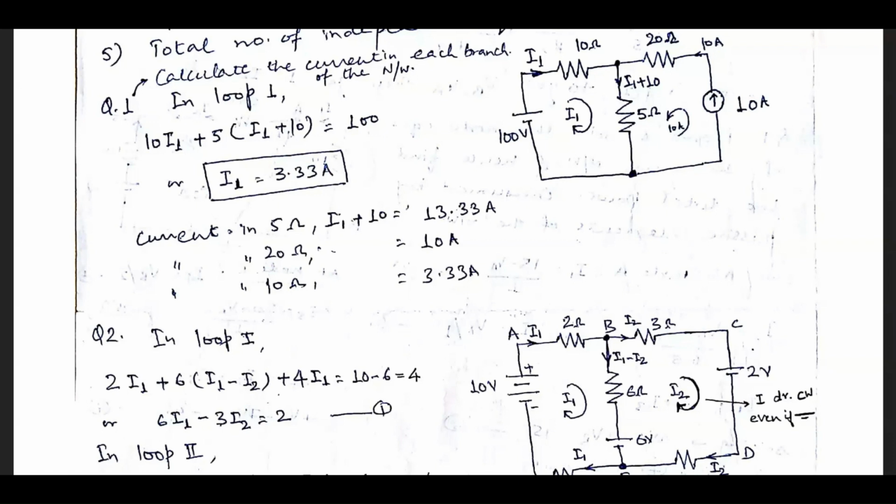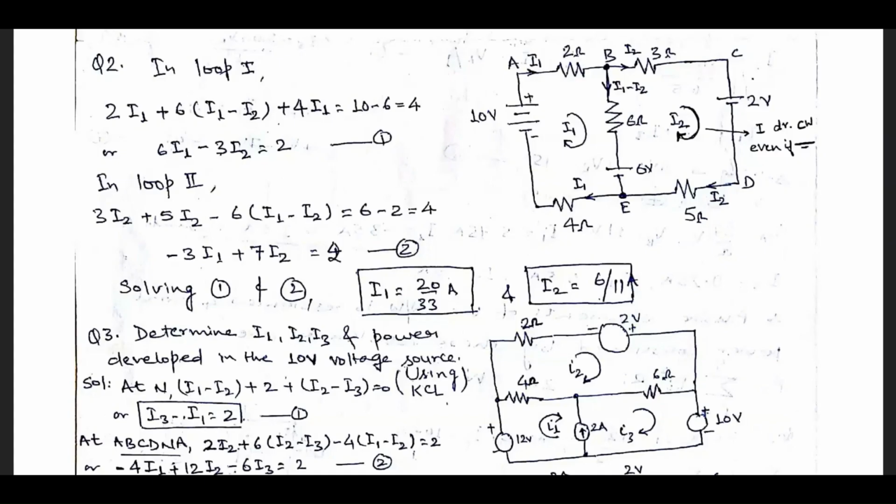Now we have to calculate the current in each resistance or branch. For the 5 ohm resistance it is 13.33 amperes, because the 5 ohm resistance receives the current I1 plus 10. The 20 ohm resistance receives the 10 amperes from the current source, and the 10 ohm resistance receives the current I1. So this numerical is clear to all. Ekta beta, clear hai na? Yes, sir.